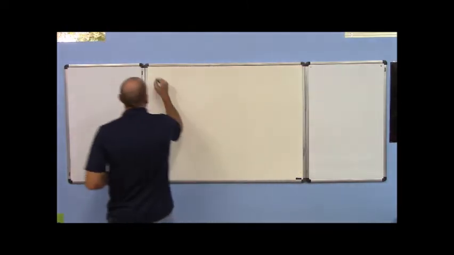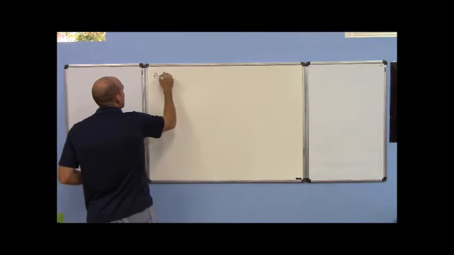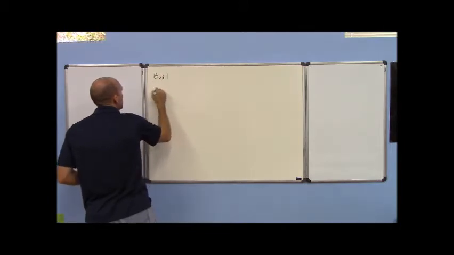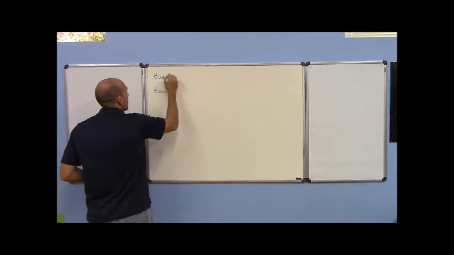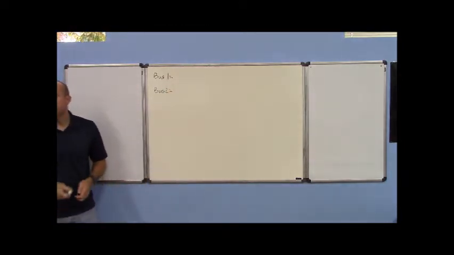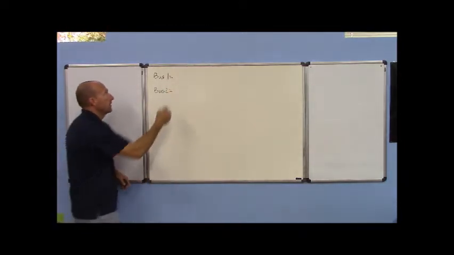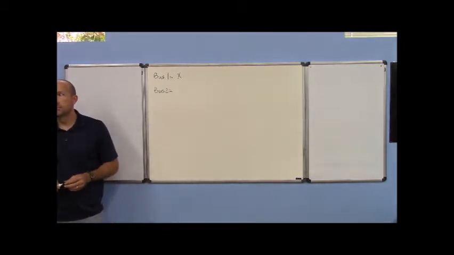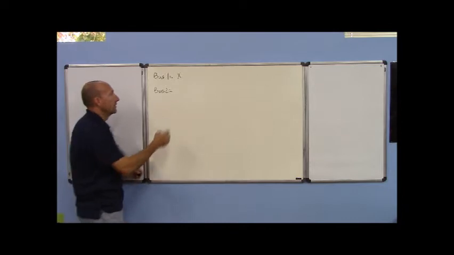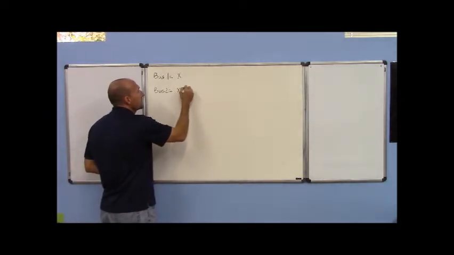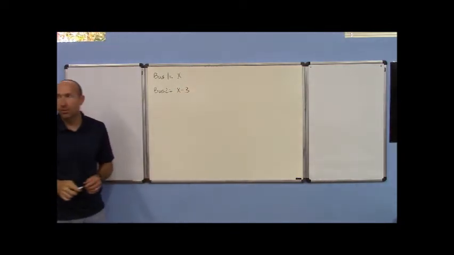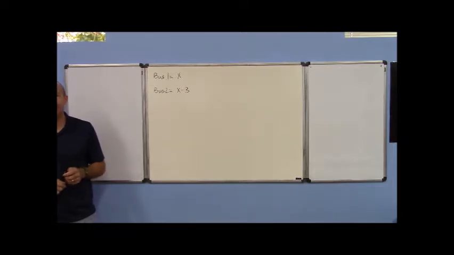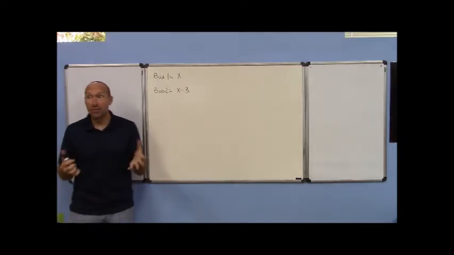Let's say we have bus 1 and then bus 2. What is bus 1 going to be as far as x? Very good. What is bus 2 going to be? x minus 3. So it's bus 1 minus 3 miles per hour slower. Does everybody see how that happened?